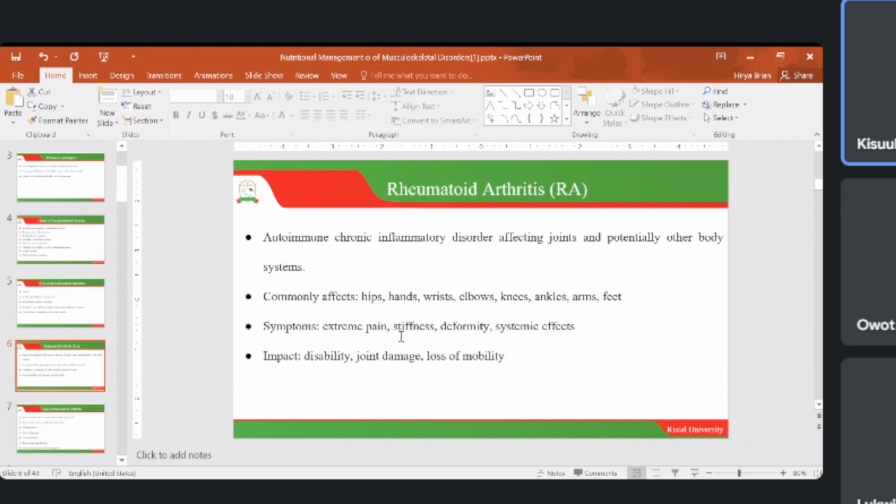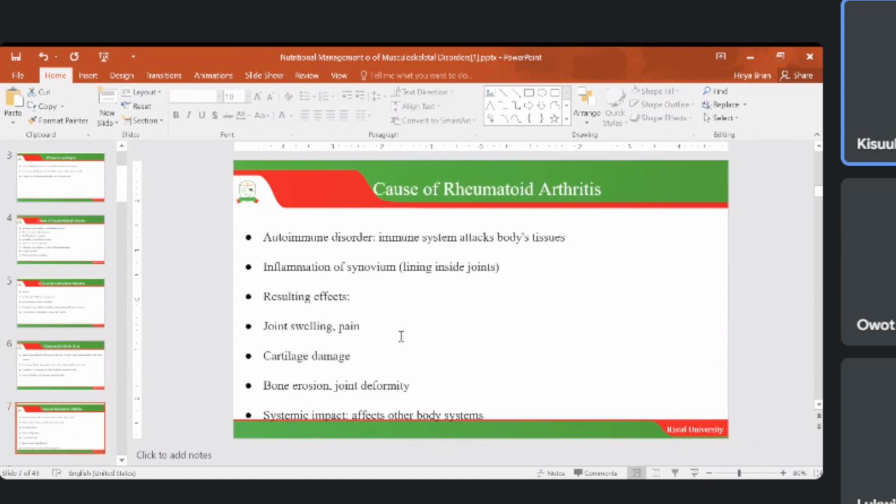And we will see that it could lead to disability, joint damage, and also loss of mobility, whereby now people may really fail to move at all. Okay, so what are the causes of this particular condition, rheumatoid arthritis? Okay, having said that, there is a combination of many of these.